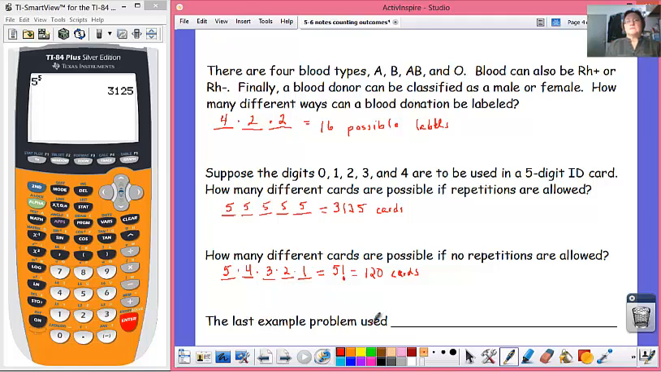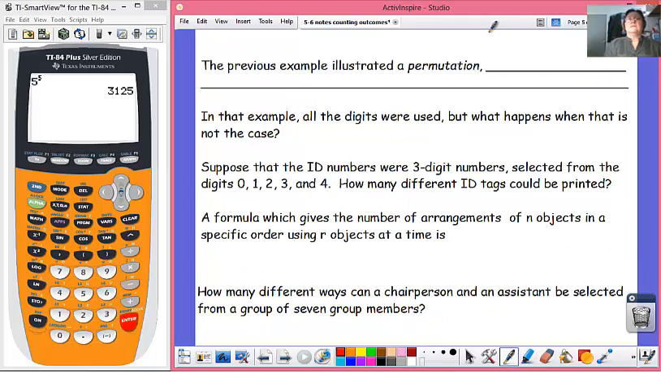That changes things quite a lot when you limit the repetition factor. That last example problem uses, again, factorial multiplication. That last example illustrates what we call a permutation. And a permutation is an ordering or arrangement of objects, or digits in this case.